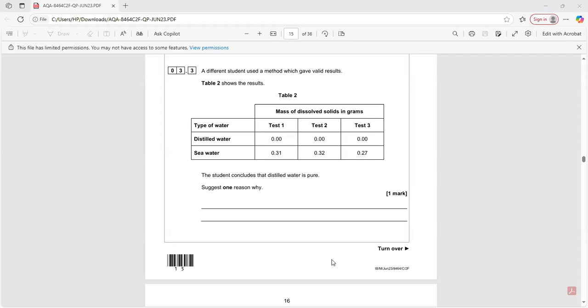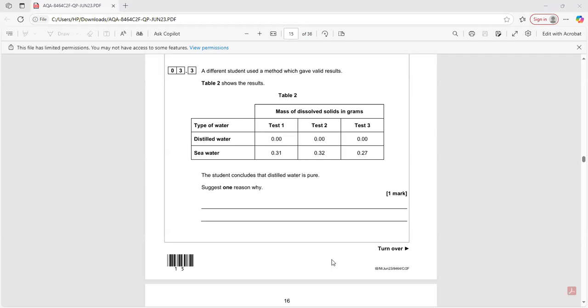Okay, so you know what you do? I think we can look at it from two sides, but it's the mark scheme that will ultimately tell us which one they meant. Because I'm interpreting this question in two ways. The first way is suggest one reason why distilled water is pure. The second way is suggest one reason why the student came to that conclusion.